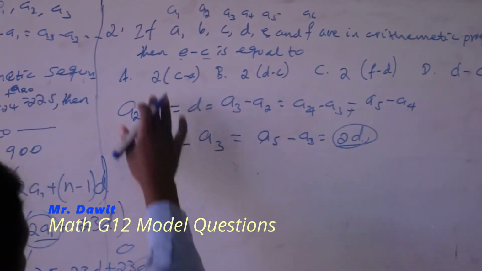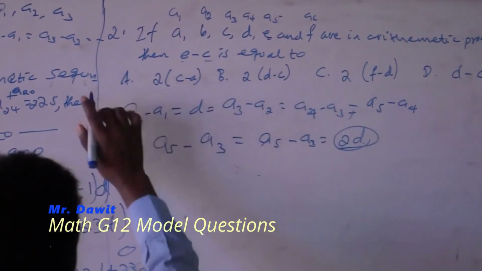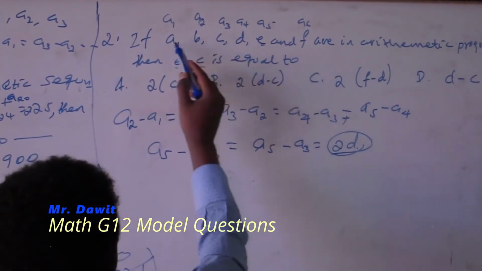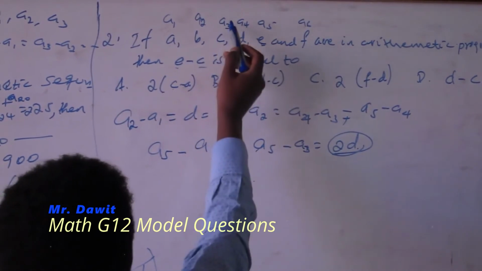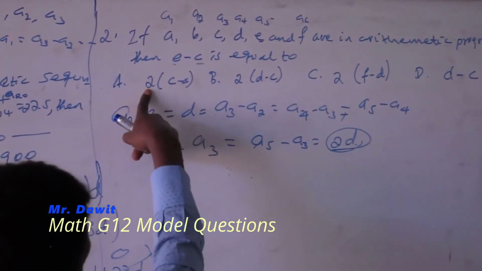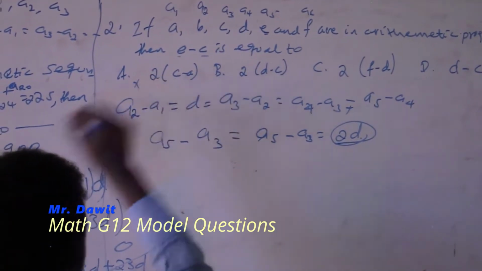So from the choices, the first says what? Twice C minus A. C minus A, which is the difference between the first and the third, is 2D, but it says twice, so this is 4D. So this cannot be the answer.